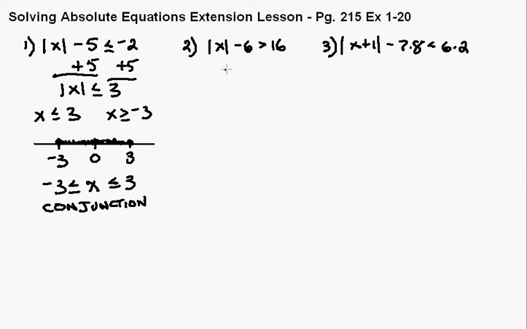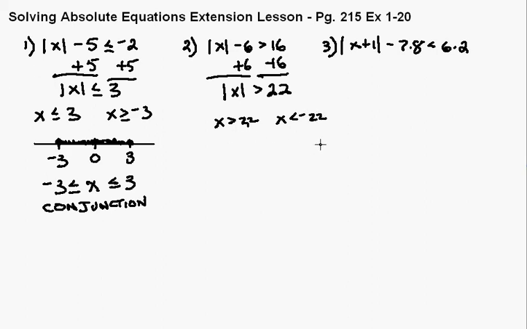Alright, going to number 2. Again, the goal is to isolate the absolute value on one side of the inequality. So I'm going to add 6 to both sides of the inequality. So here I have the absolute value of x greater than 22. This turns into two inequalities. I have x greater than 22. I also have x less than negative 22.